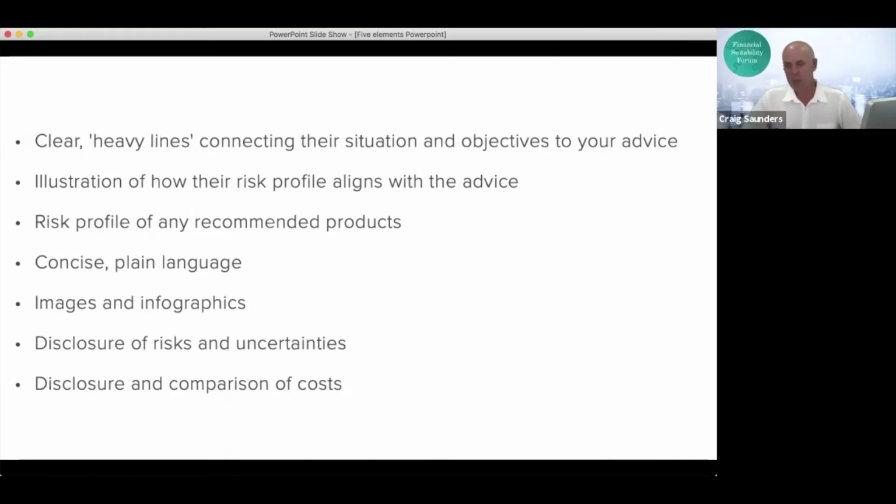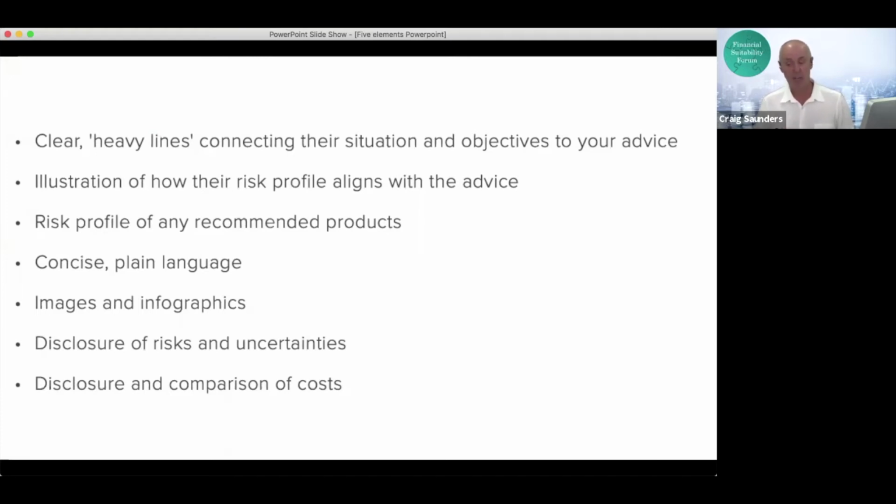So I've got back up on screen now some of the requirements of this justification, and a lot of this comes from the UK, where the rules are probably the most detailed in the world that we have at the moment. And one line that I like from there is that they want clear, heavy lines. So this is where you draw the point from point A to point B and go, look, this is what connected the client with the product. They want illustration of how the risk profile aligns with the advice, the risk profile of the recommended products, all in concise, plain language that the person can understand. And that's a very high hurdle in some circumstances when you start dealing with complex products.